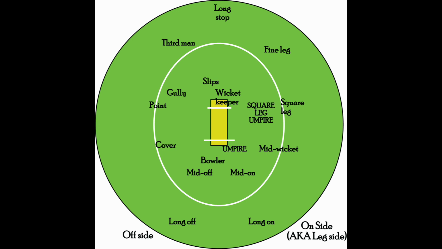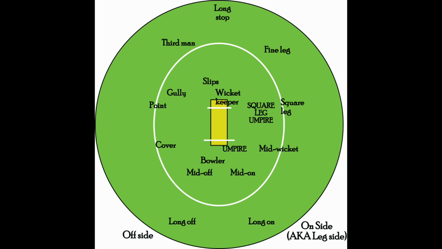Here, as you can see, you have point and square leg, which are both kind of right across from each other. And then you have cover and mid-wicket as well, which are right across from each other. You have mid-off and mid-on. There's a lot of symmetry with some of these. You have long on, long off, a lot of symmetry in the field positions. Obviously, because it's a circle, you're putting players in similar positions just on opposite sides of the circle.